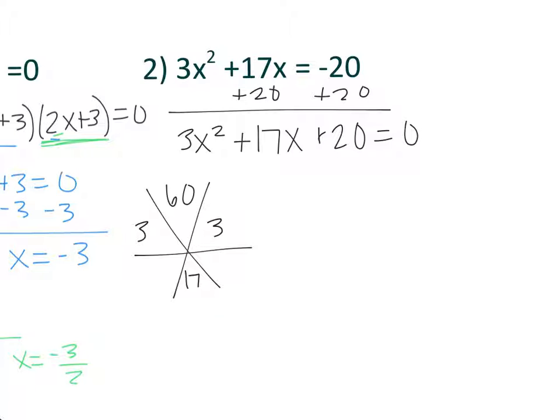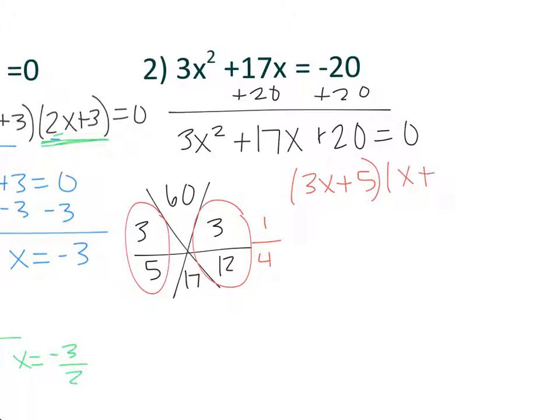12 and 5. And then I look at my two fractions and I say, okay, how can I simplify them? Well, 3 over 5 can't be simplified, but 3 over 12 turns into 1/4. So my two factors are 3x plus 5 times 1x plus 4 equals 0. So I have to solve them both here. So if I set 3x plus 5 equal to 0, and sometimes you can do these in your head, that will be negative 5/3, and then this one will be negative 4. And those would be my two solutions.